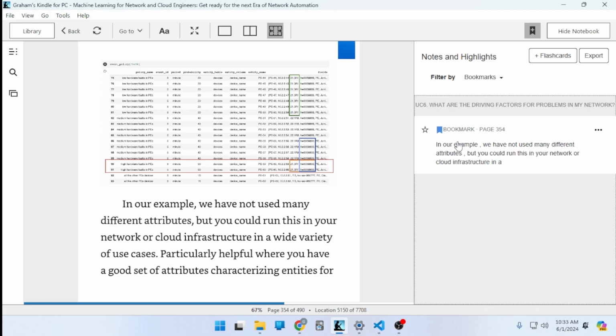In our example, we have not used many different attributes, but you could run this in your network or cloud infrastructure in a wide variety of use cases.